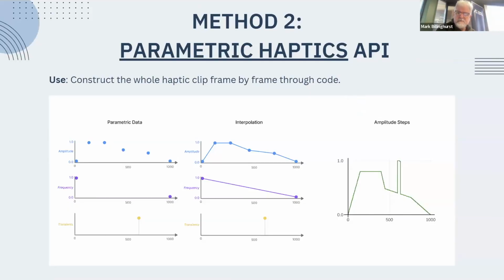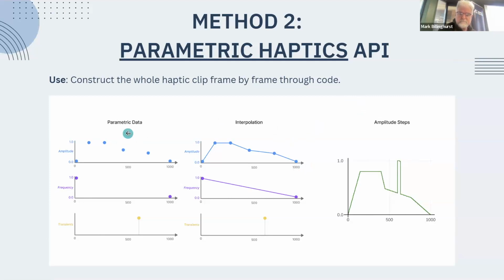So now let's go into the second method. The second method is something that is under development by Meta. And the use of it is that you can construct the whole haptic clip frame by frame through code. So you might be wondering, what's the purpose of that? Why don't I use the design interface?